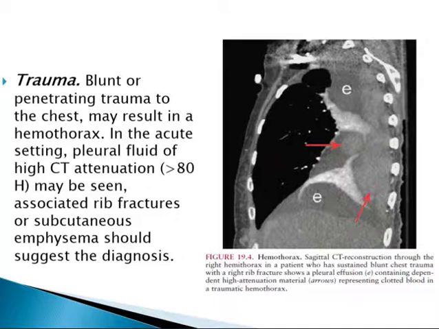The other cause of effusion is trauma. Blunt or penetrating trauma to the chest may result in hemothorax. In the acute setting, pleural fluid of high CT attenuation, more than 18 Hounsfield units, may be seen. Associated rib fractures or subcutaneous emphysema should suggest the diagnosis.